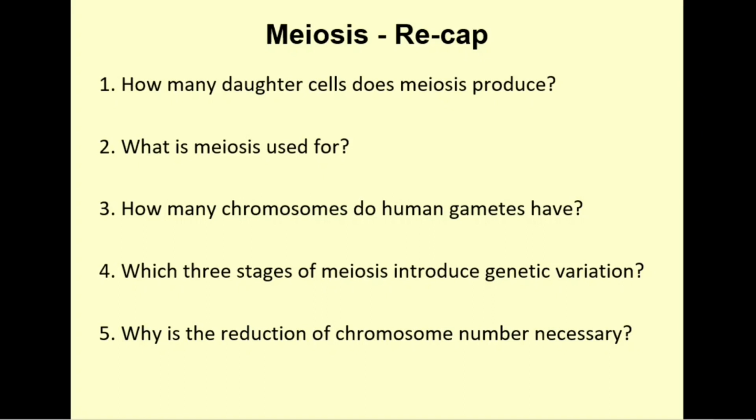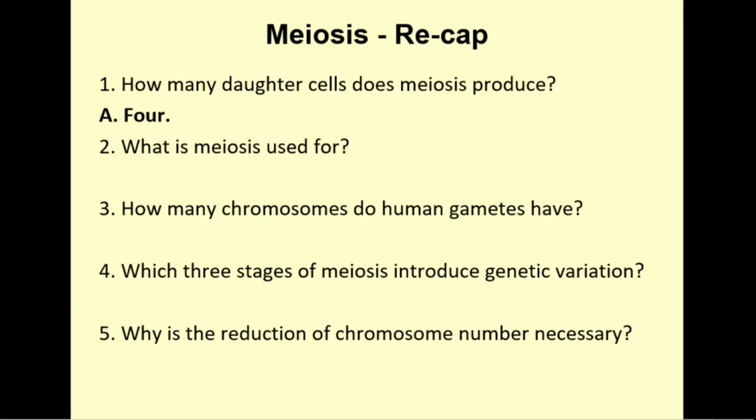Okay, so welcome back. Hopefully you've had a chance to answer those. So let's go through the answers together. So number 1, how many daughter cells does meiosis produce? Well, the answer is 4. So we get 2 from meiosis I, and then they divide further, so we end up with 4.